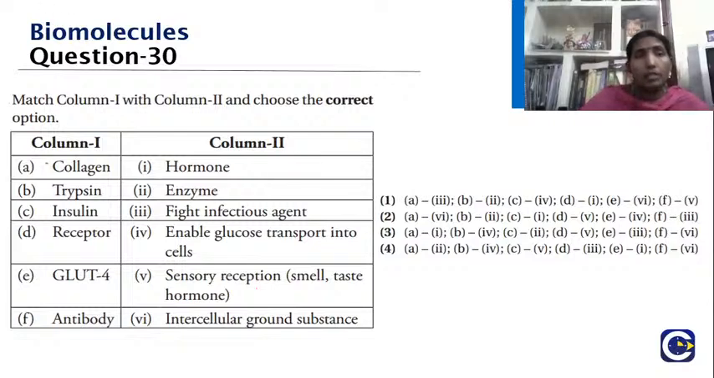Now coming to the last question, here they have given a list of substances that we are going to match with their functions: collagen, trypsin, insulin, receptor, GLUT4 and antibody. Here they have given hormone, enzyme, fight infectious agent, enable the glucose transport into cells, sensory reception, intercellular ground substance. So how are we going to match? Yes students, I am waiting for your answers. Antibody will fight against the infectious agent. GLUT4 enables the glucose transport. Receptor is for sensory perception. Insulin, hormone. Trypsin, enzyme. And collagen, the intercellular ground substance.